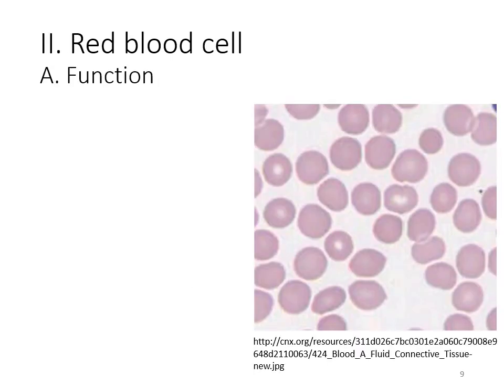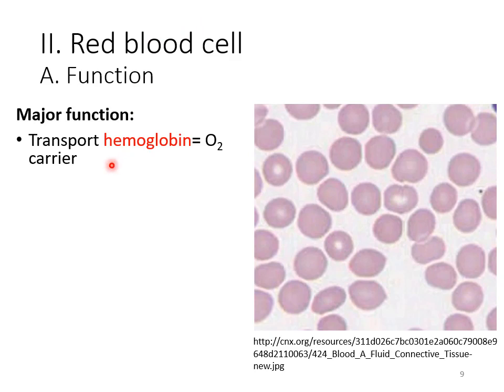Now let's look more specifically at red blood cells. If you look at this picture, this is what you will see if you look at a blood smear under a microscope. These are your red blood cells. The major function of your red blood cells is to transport hemoglobin. Each red blood cell contains a large amount of hemoglobin, and the importance of hemoglobin is that they are oxygen carriers. So hemoglobin carries oxygen, which is then transported by your red blood cells throughout the entire body.